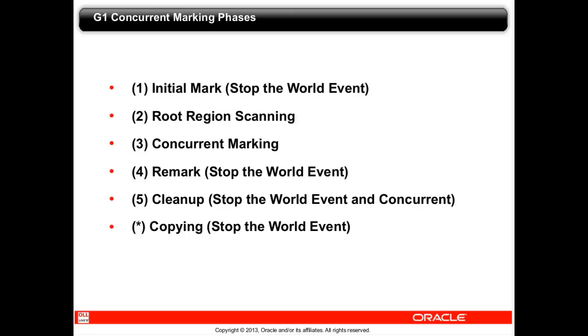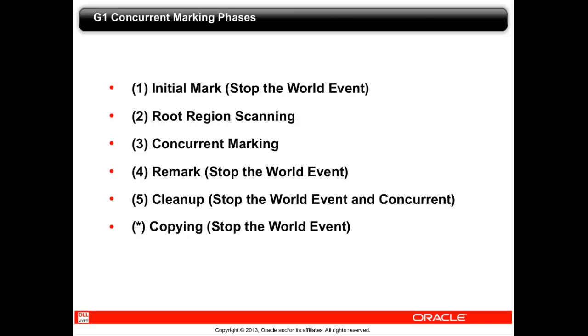Okay, so the G1 garbage collector is fairly complex. These are some of the steps that it goes through. And notice that most of them are stop the world events. When it's a stop the world event, that means that step is piggybacked on some sort of garbage collection, usually. Not always, but usually. And then the other two, step two and step three, can be done concurrently.